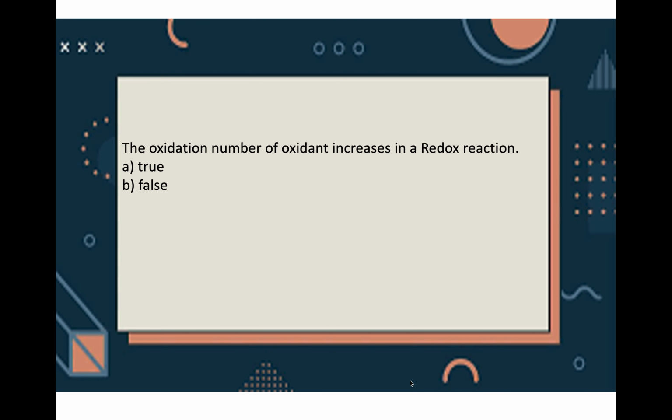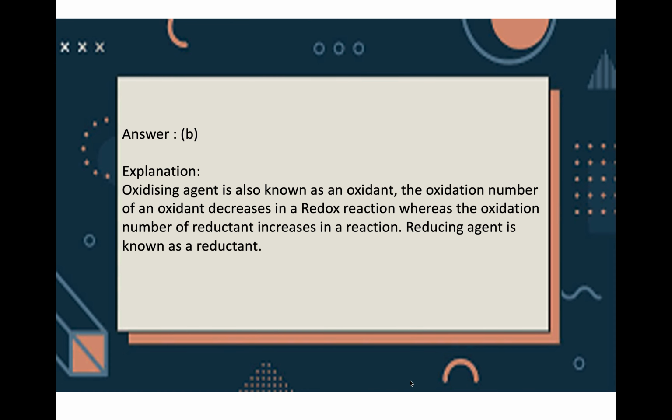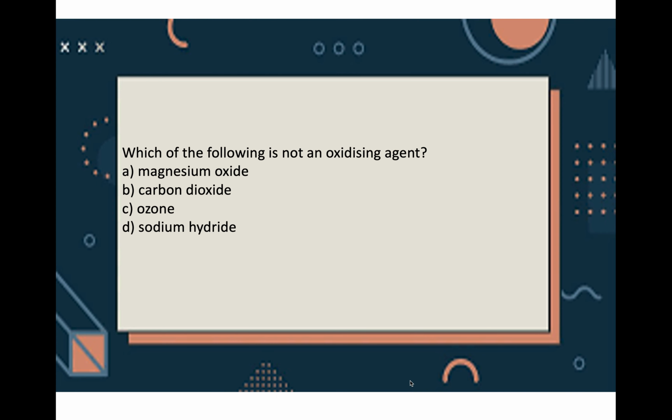Next question is, the oxidation number of oxidant increases in a redox reaction. Is it true or false? So option is B, false, because oxidation agent, that is also known as oxidant, and oxidation number of an oxidant will decrease in a redox reaction, whereas oxidation number of reductant increases in a reaction. So it comes opposite. Oxidation number of oxidant decreases in redox reaction, whereas oxidation number of reductant increases. So reducing agent, we also call it reductant. So just remember this.